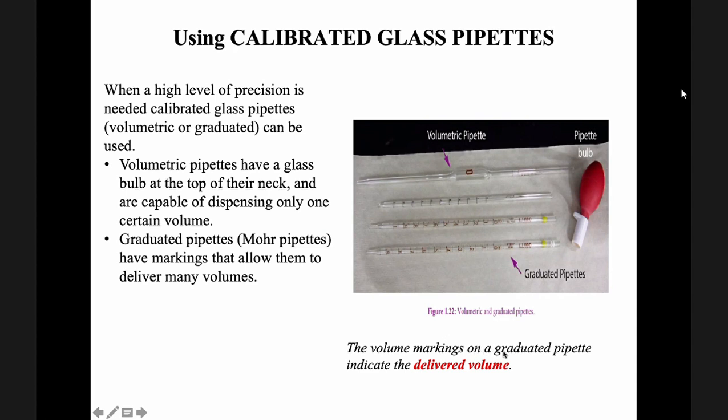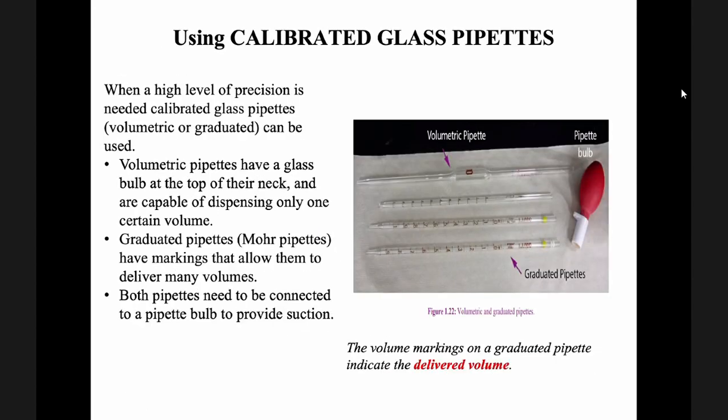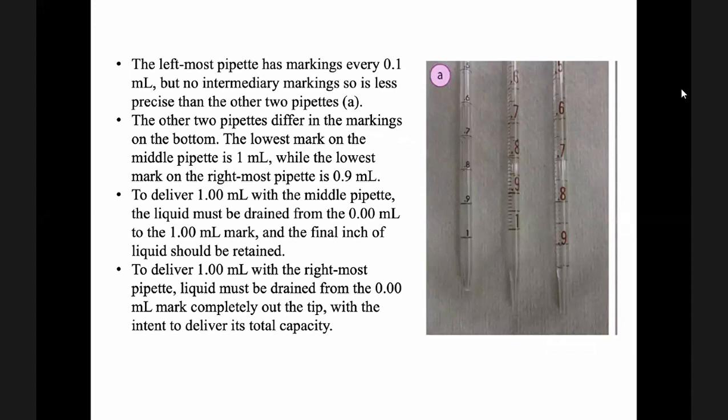The volume markings on a graduated pipette indicate the delivered volume. So take note, it has two lines. Okay, the leftmost pipette has markings of every 0.1 ml, so this one. But no intermediary markings, so it's less precise than the other two pipettes. So it's only 0.1, there are no intermediate lines.